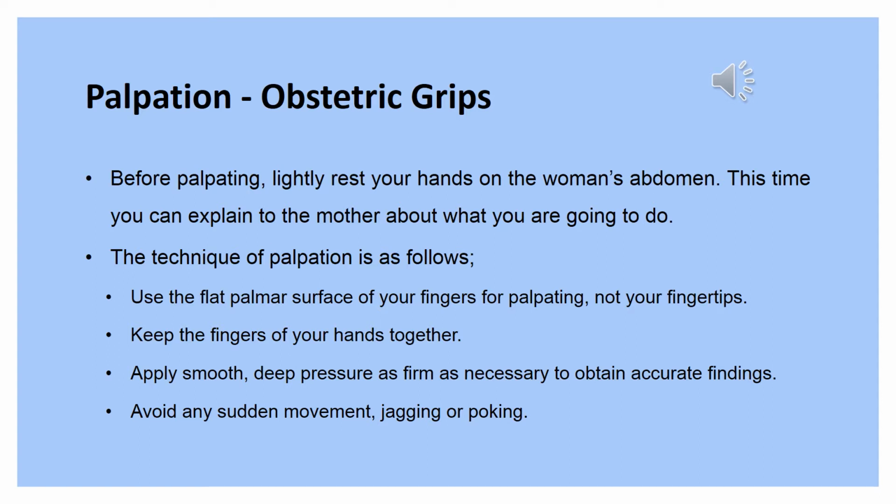Before starting the palpation, lightly rest your hands on the woman's abdomen, and you can explain to her how the procedure will be carried out. The technique of palpation is as follows. Use the flat palmar surface of your fingers for palpating, not the fingertips. Keep the fingers of your hands together, and apply smooth, deep pressure as firm as necessary to obtain the accurate findings. Avoid any sudden movements like jabbing or poking.